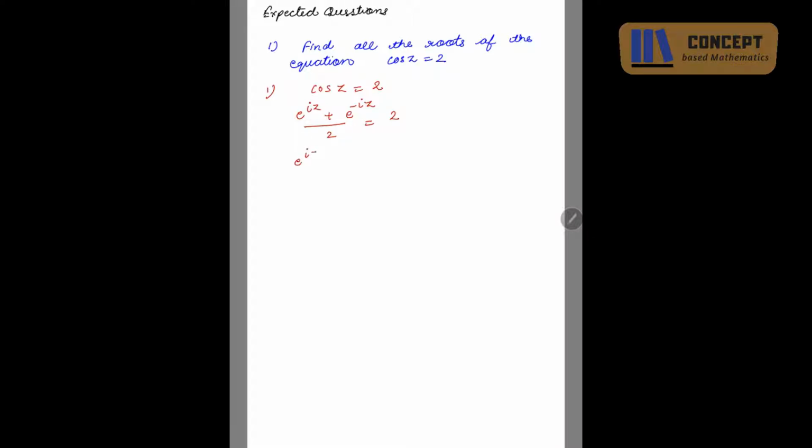So this is e raised to the power iota z plus e raised to the power minus iota z is equal to 4.